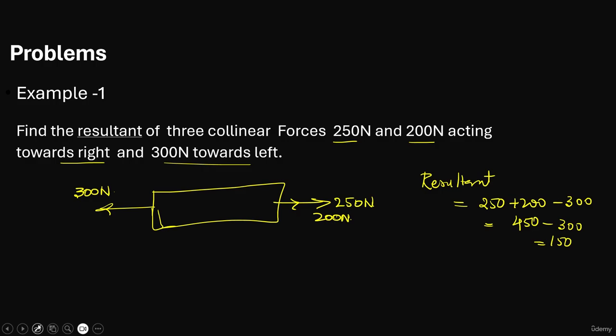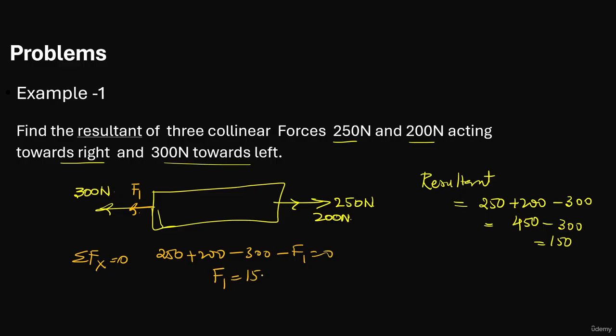And what would be the equilibrant? The equilibrant would be the amount of force that, if applied on the body, is going to bring the body to rest, so the resultant force on the body will be equal to 0. Let's say the equilibrant is F1. Summing up the forces in the x direction, sigma Fx equals 0, that is 250 plus 200 minus 300 minus F1 equals 0, and F1 equals 150 Newton. That's the equilibrant.